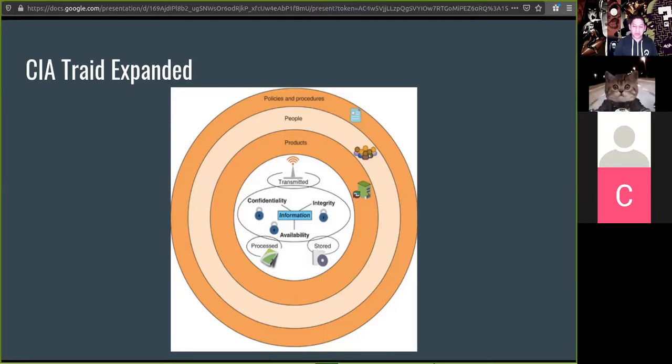What rules, what regulations do we have to follow, that we have to tell our people to follow, that we have to set our products to use to ensure that our information is secure, that our information is available, and that it is intact and unaltered.